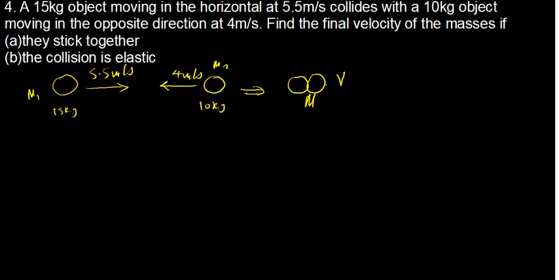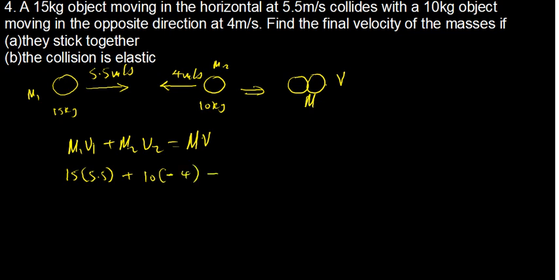Okay, so what we are saying, m1 u1 plus m2 u2 should be equal to mv. So momentum before impact should be equal to momentum after impact. So if they stick, they have got a combined mass and a combined velocity. They are going to move at the same velocity. So m1 is 15. It is moving at 5.5 meters per second. And then plus m2 is 10. It is moving at 4 now. Because it's moving in the opposite direction, we put a negative, so it will be negative 4. And that should be equal to m, the combined mass, 15 plus 10, which is 25. They want to find v.